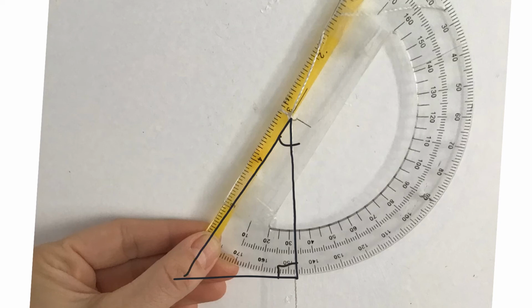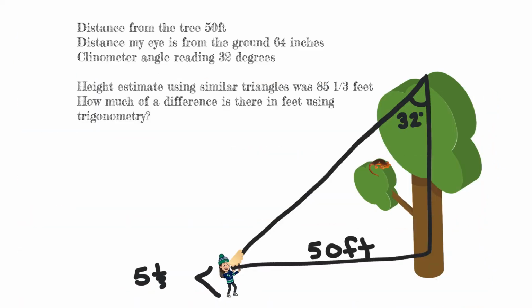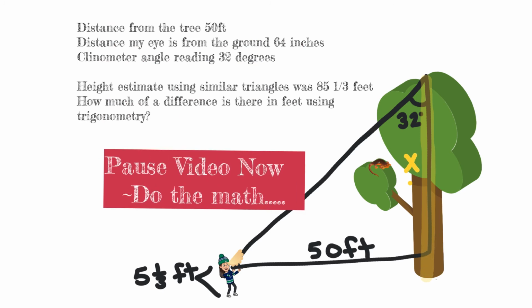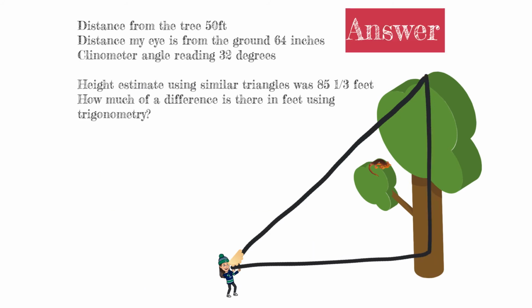But remember that that angle is not the angle that I am from the tree. It's actually measuring the very top angle. So here we go. 50 feet from the tree, 32 degrees, and I am 64 inches tall. And so I changed that into feet by dividing by 12, so I get 5 1/3. So pause the video now and do the math. So the question was, how much of a difference is there in feet using trigonometry rather than similar triangles? The answer we got in similar triangles was a height of 85 1/3 feet.